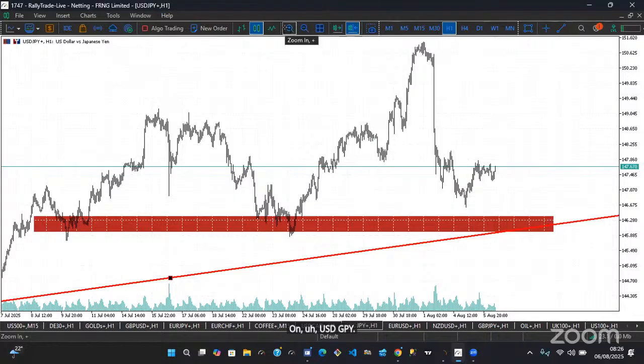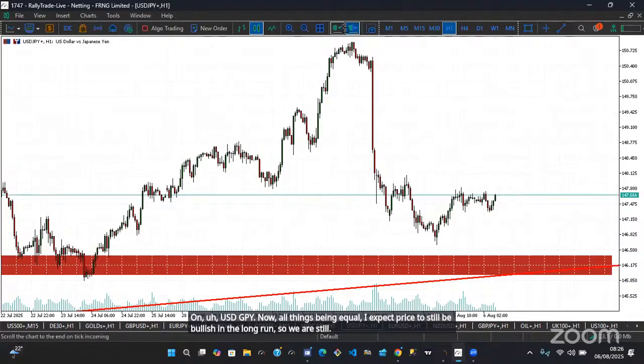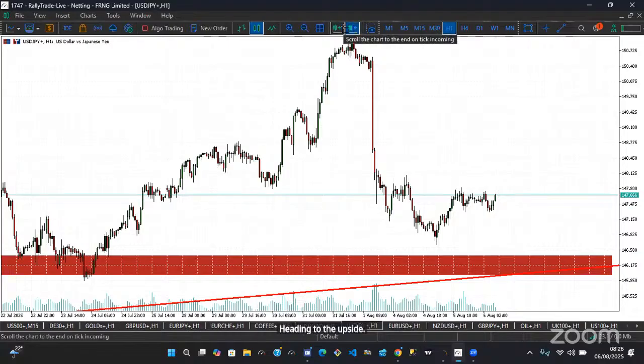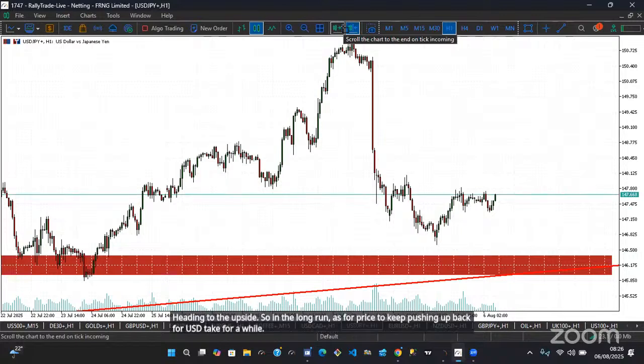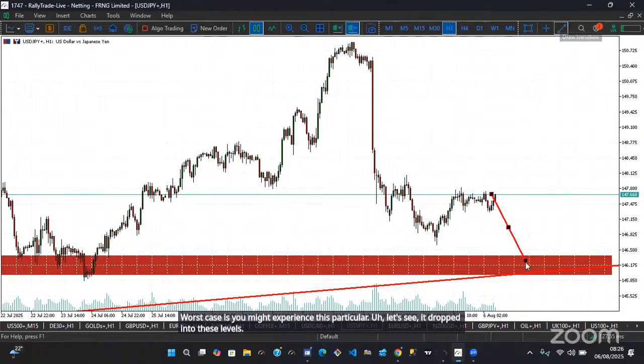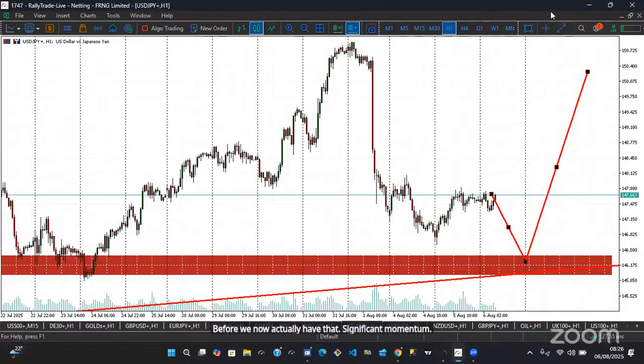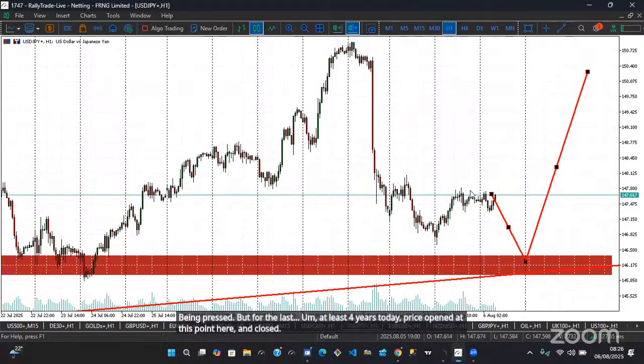Now, all things being equal, I expect price to still be bullish in the long run. So we are still heading to the upside. So in the long run, I expect price to keep pushing up for USD JPY. Worst case is you might experience a drop into these levels before we actually have that significant momentum in price. But at least for yesterday, price opened at this point here and closed significantly bullish, right?